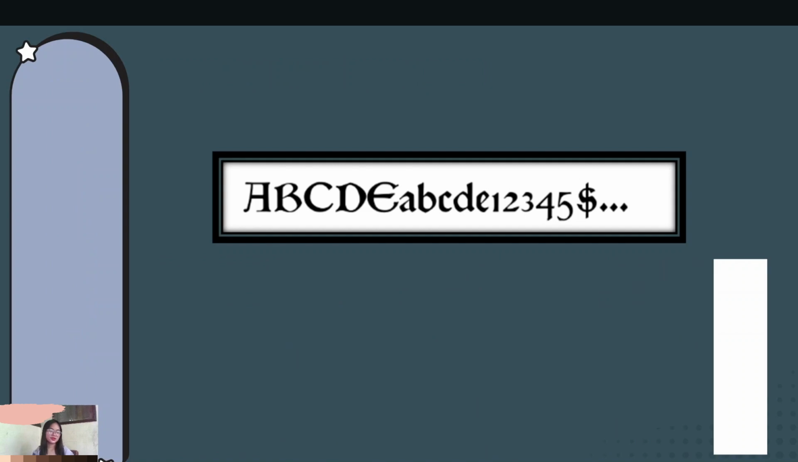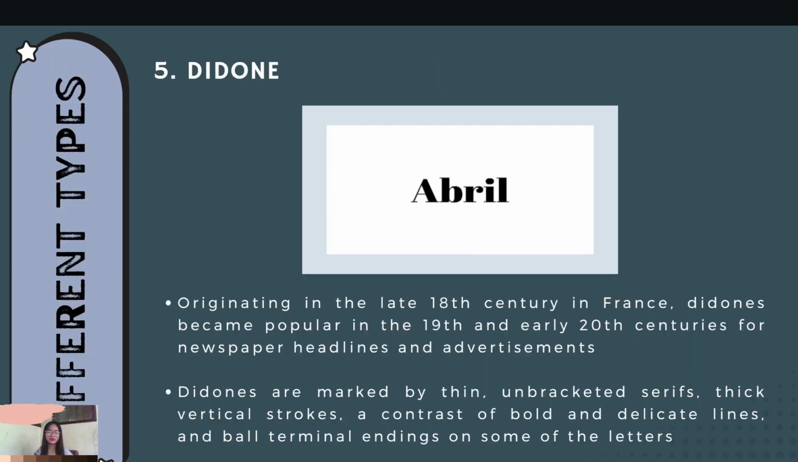And of course, the last one, which is the Didone. In the late 18th century in France, Didone became popular in the 19th and early 20th centuries for newspaper headlines and advertisements. Didones are marked by thin and bracketless serifs, thick vertical strokes, a contrast of bold and delicate lines, and bold terminal endings on some of the letters.